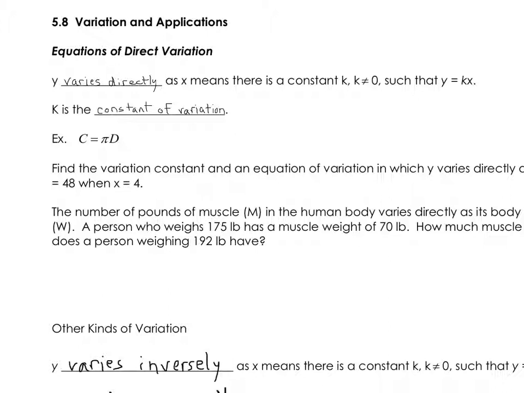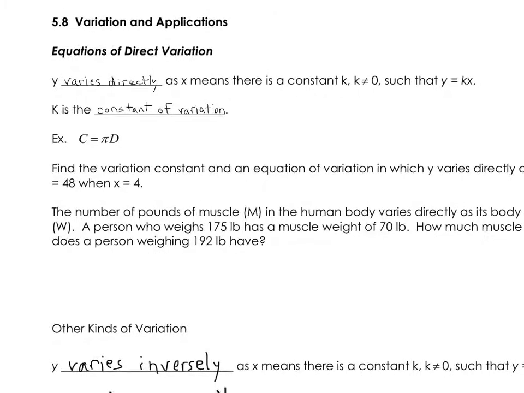An example is C equals pi d. Do you know what this stands for? C stands for circumference, the distance around the outside of a circle, and D stands for diameter, the distance across the circle through the middle.